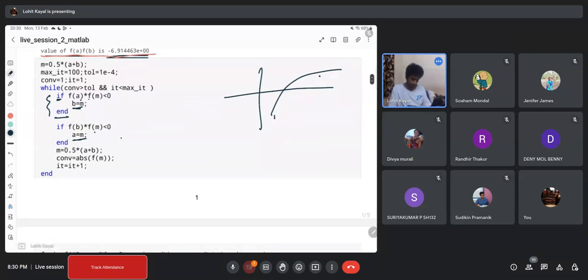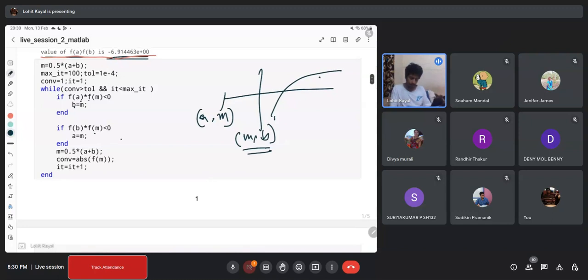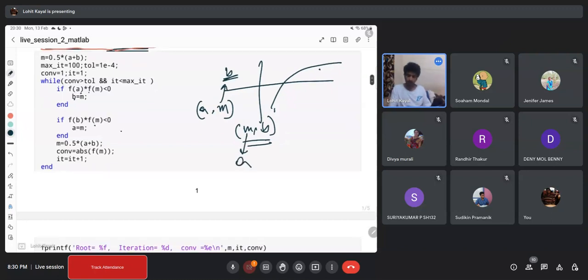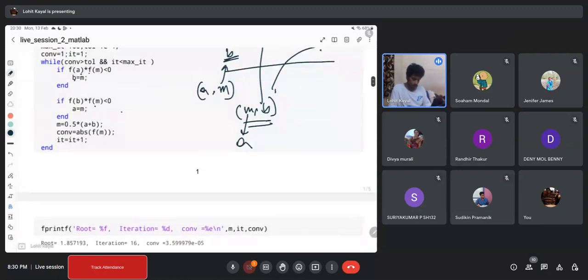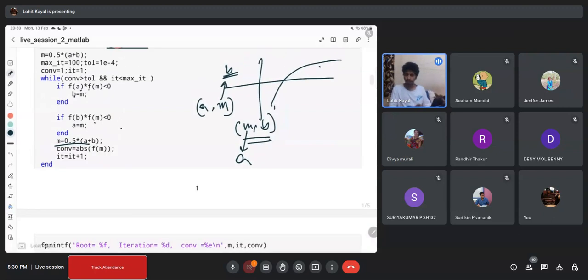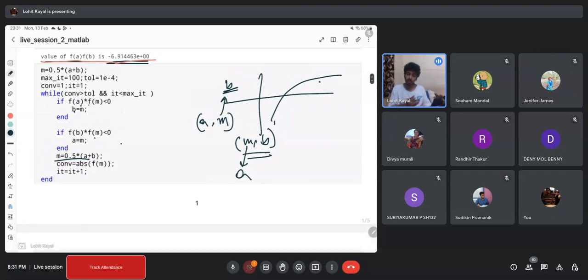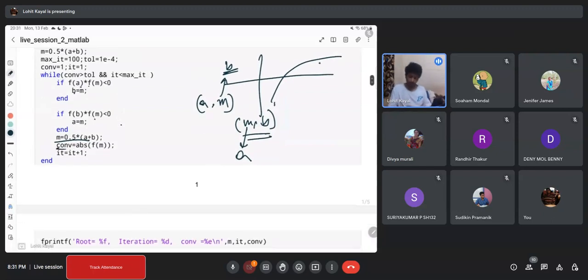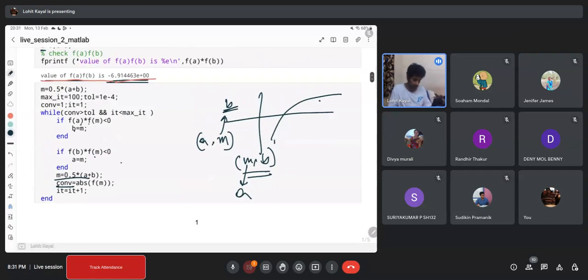And end. And again, see in these two commands what I am doing, I am replacing m in terms of a or b. So I have m as a or m as b. In this case I am replacing m with b, and here I am replacing with a. And again what I have to do, m equal to 0.5 into a plus b, again the same thing, because I have to repeatedly do this. And here is conv.